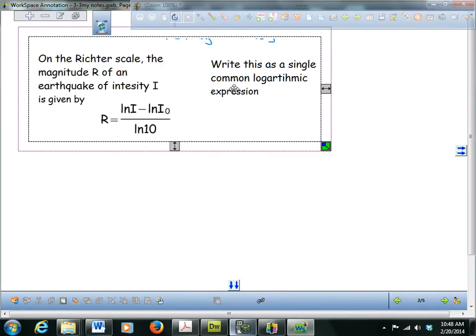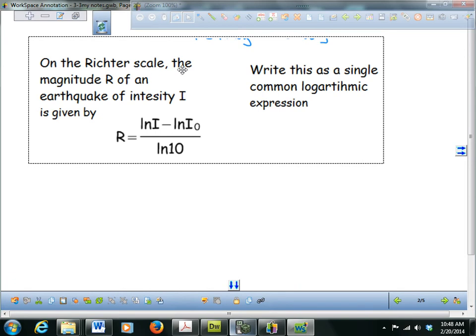So on the Richter scale, the magnitude R of an earthquake intensity, if they say this is 2.7 on the Richter scale, or 3.7 or 2.8 or something like that, it means that the magnitude R of the earthquake is the intensity I minus I sub 0, which is the minimal intensity, over the natural log of 10. Where that comes from, I'm not exactly sure.